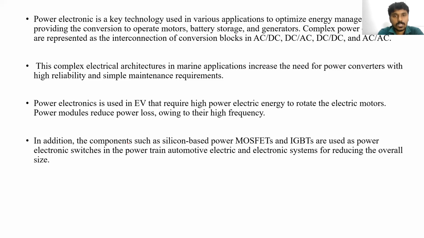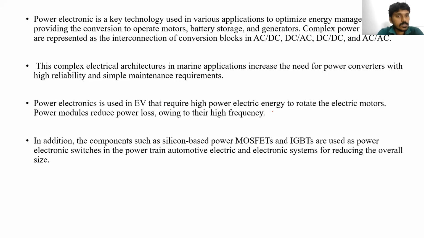Because the cost of the power electronic converter is low compared with the other methods, and the efficiency of the power electronic converter is also good compared with the mercury arc rectifier and so on. Clear? So power electronics is used in electric vehicles that require high power electrical energy to rotate the electrical motors. Power modules reduce the power loss owing to high frequency, when we move to higher frequency. So already we have discussed this point.